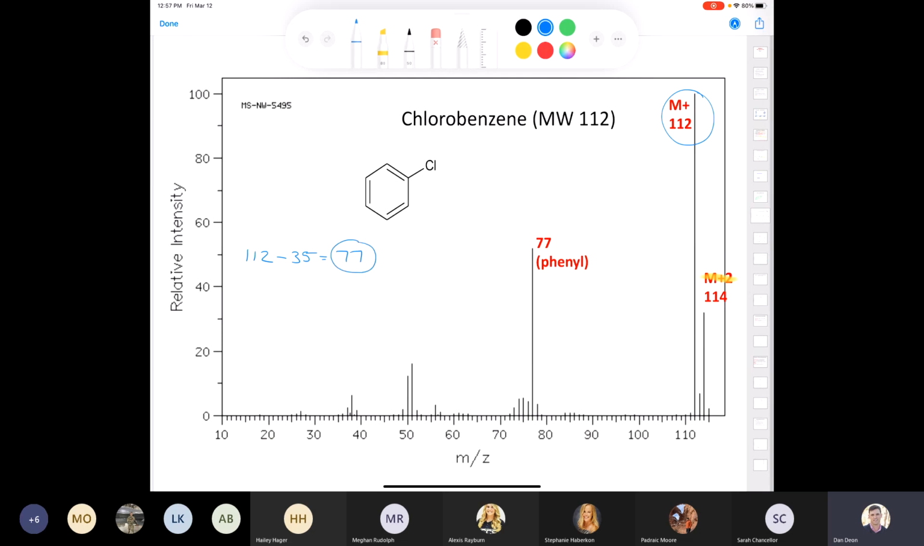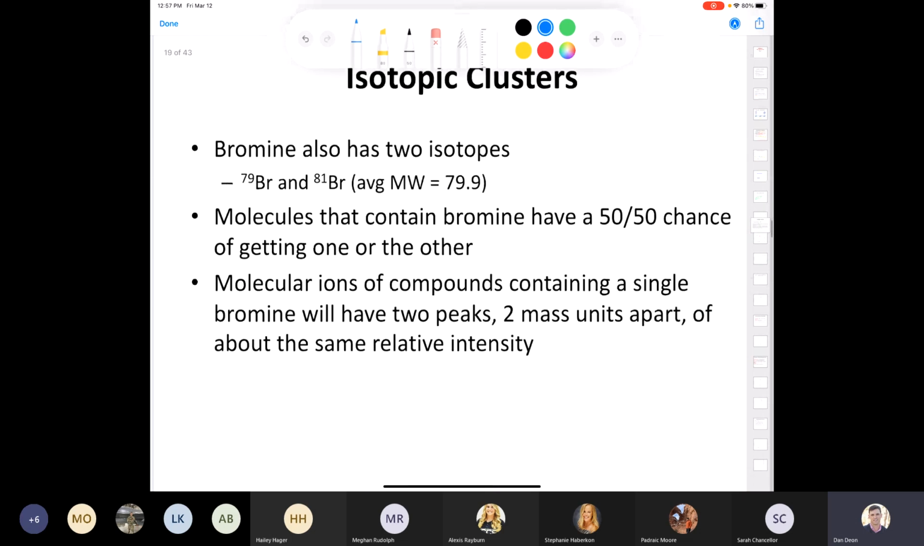What was 77 based on that table we looked at a few slides ago? It was a phenyl cation. And so it stands to reason that we see this phenyl cation right here at a mass over charge of 77. So there's chlorobenzene, and that's really all I have for a take-home message for this slide.